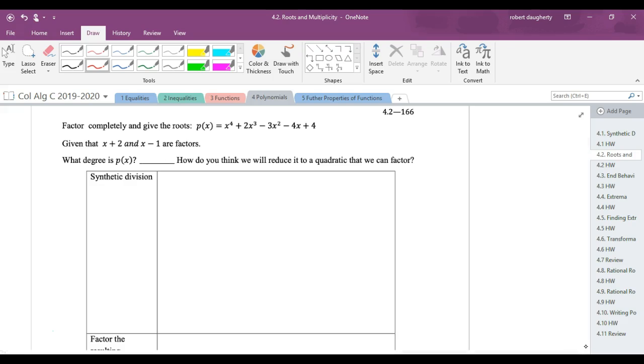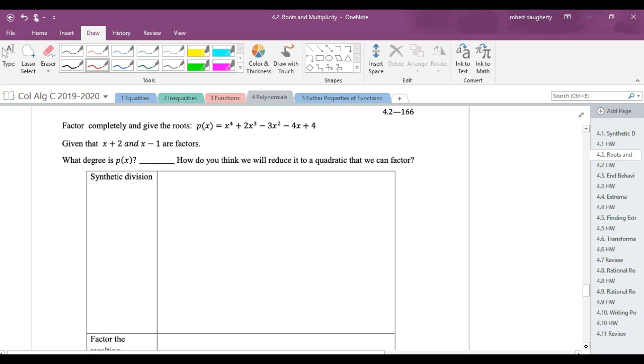Now this one's a little bit different. What's different about this one? I've got two factors. The others started out being what degree? The two we just did were third degree polynomials. What's this one? If I start with a fourth degree, how many times does synthetic division need to work before I get down to a second degree? Twice, okay?